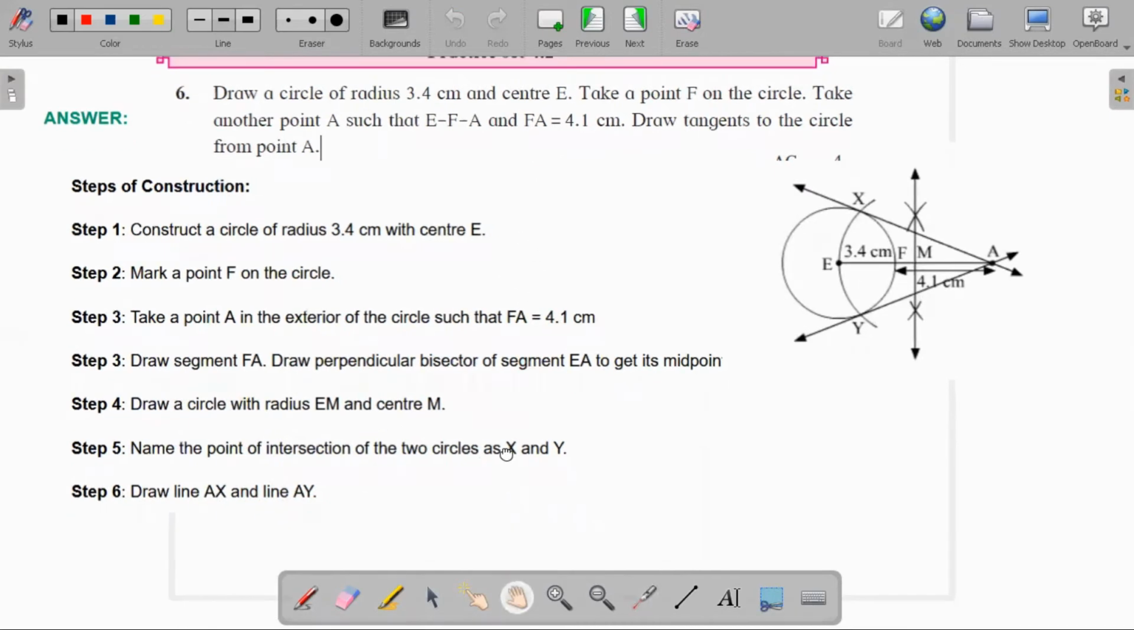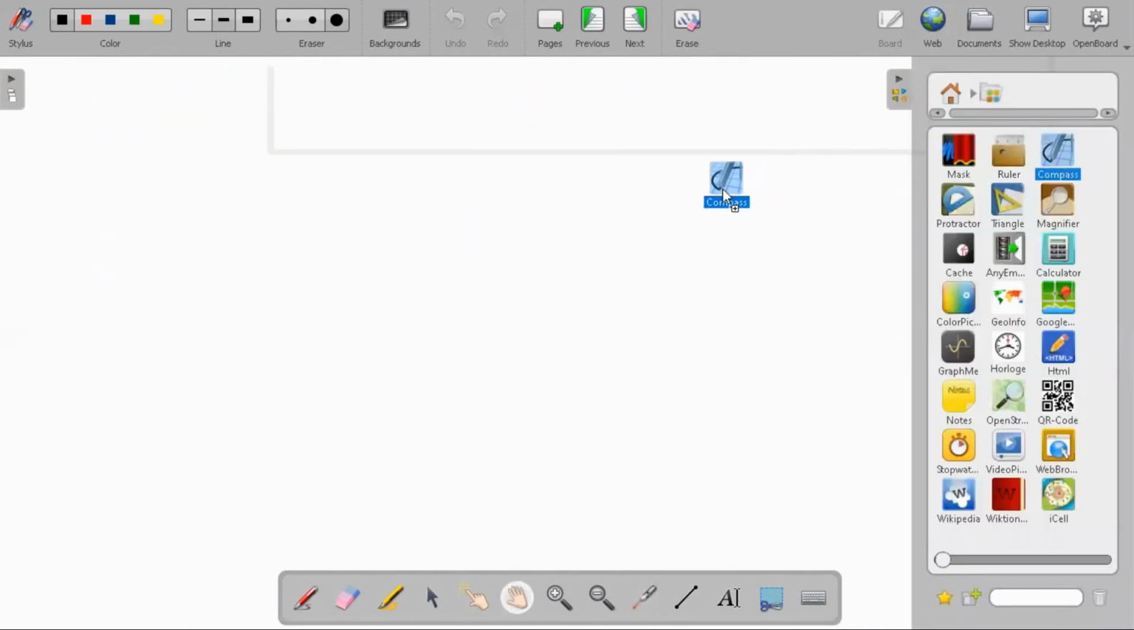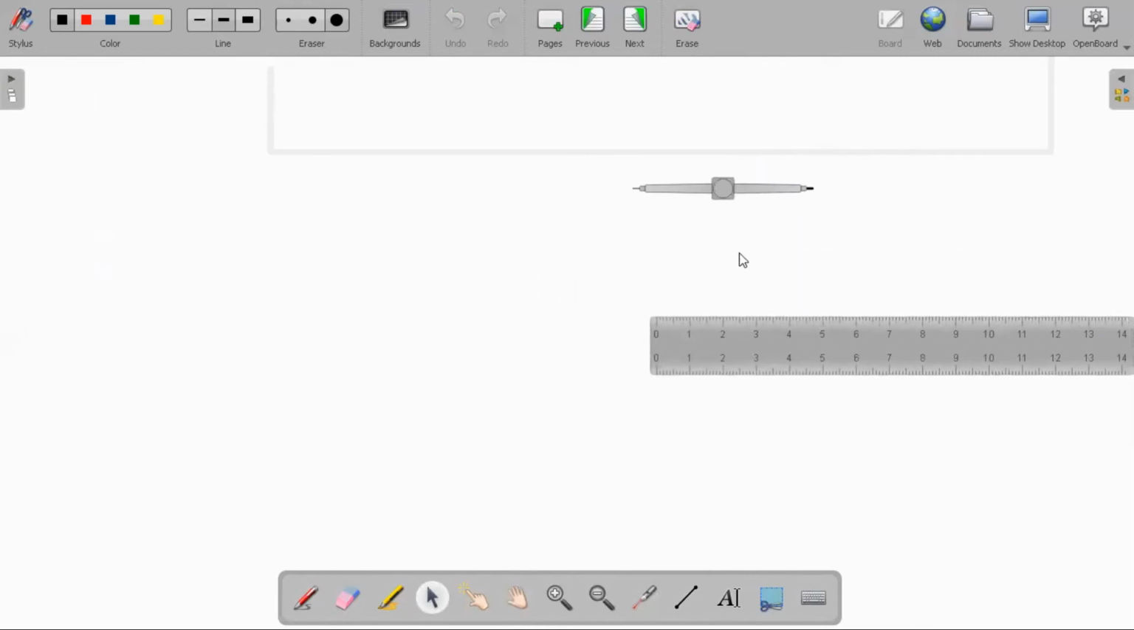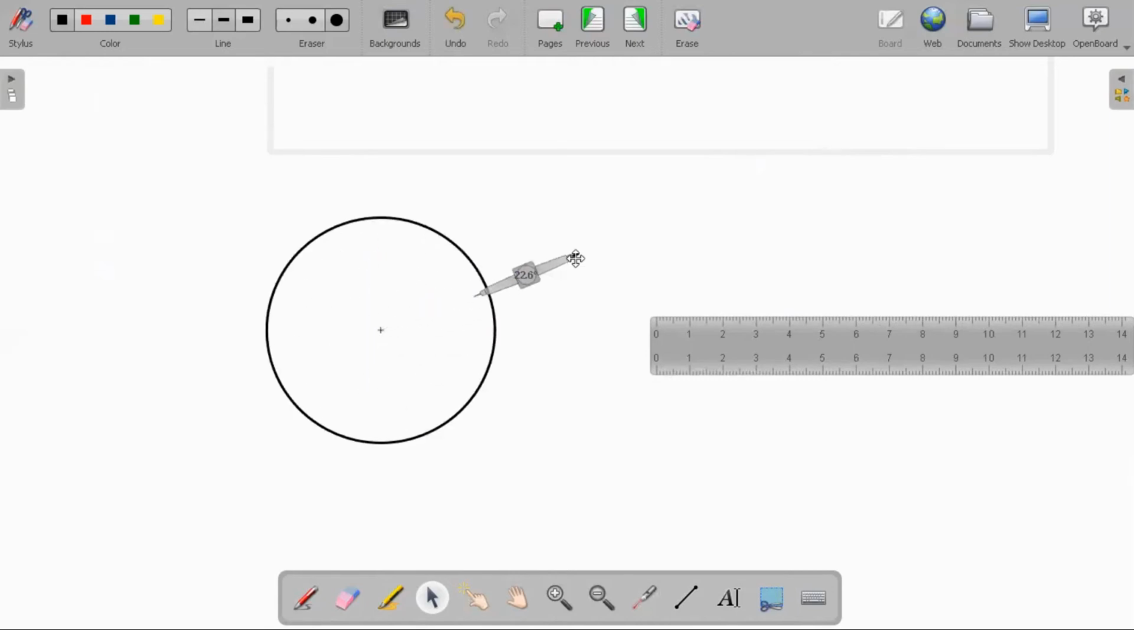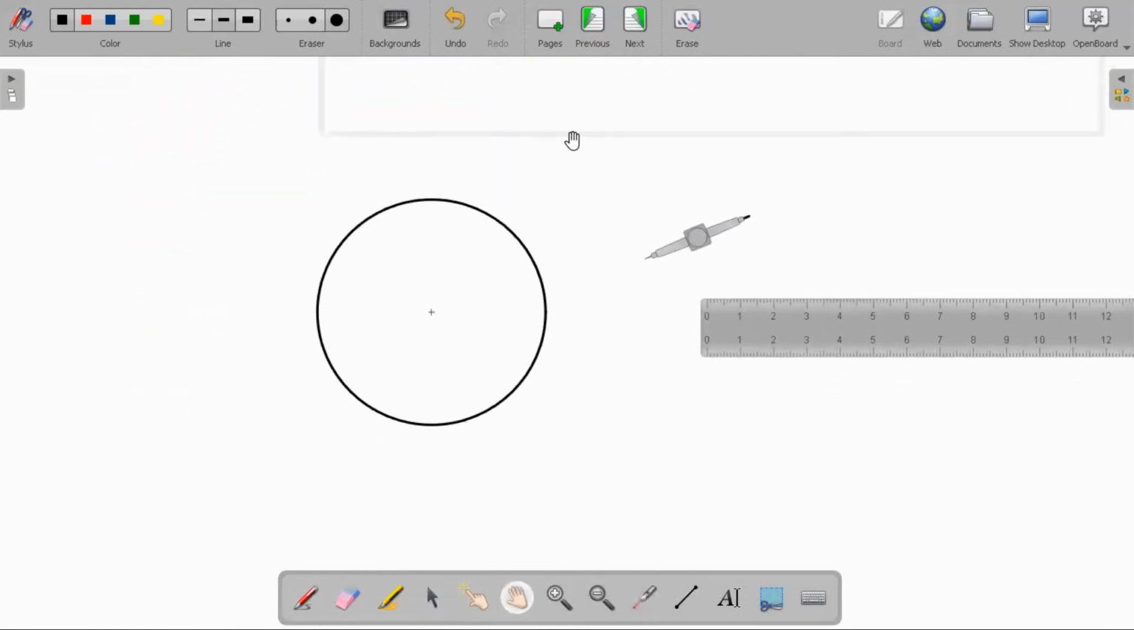Let us start with the construction. First, we'll draw the circle of radius 3.4 centimeters. So for this, we require our compass and a ruler. First, measure 3.4 on your compass. So this is 3.4 on my compass. We'll draw a circle of radius 3.4 and name the center as E.